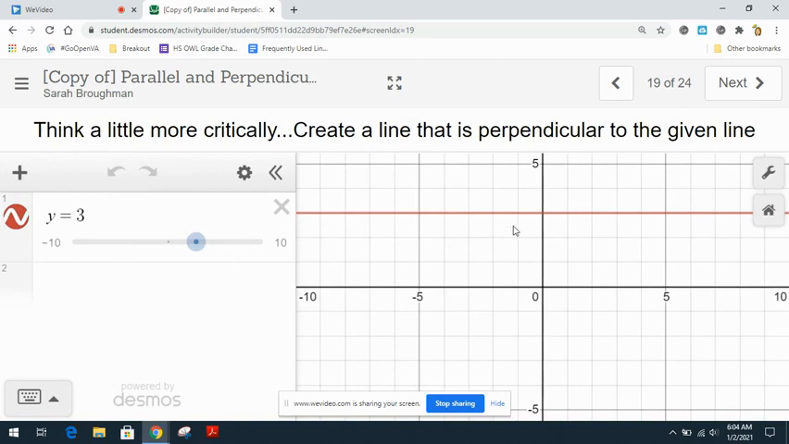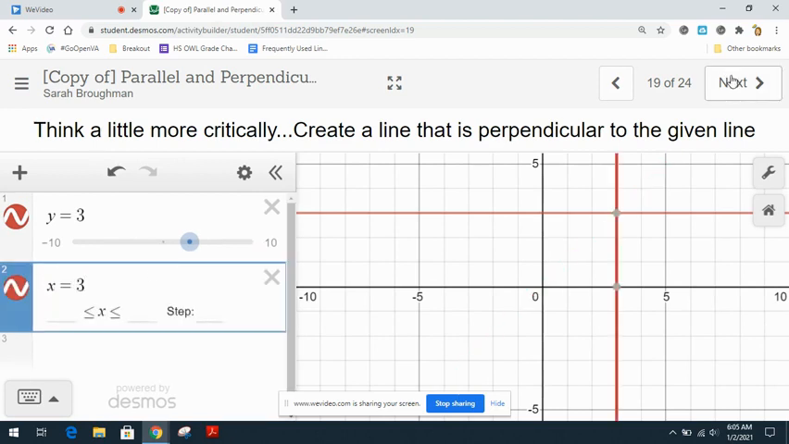This one's y equals 3. So a horizontal line, the perpendicular for horizontal would be vertical, and we know a vertical line is going to be x equals, and we can say 3 or anything else.